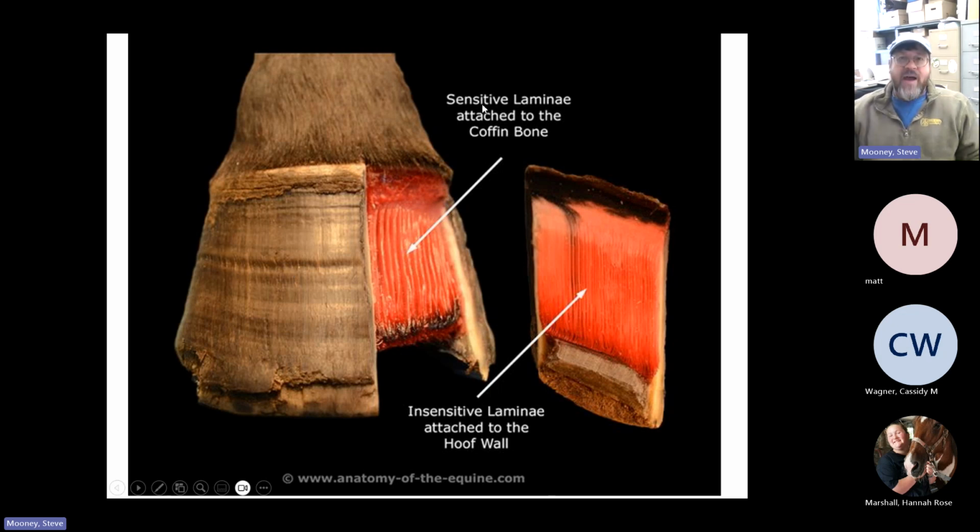So you've got two layers to the lamina here. You've got this part that's attached to the bone and the part that's attached to the hoof. So the sensitive and insensitive areas, sensitive to the bone, probably has all the nerve endings. The other end here doesn't have the nerve endings. You're just connected there. That's kind of a new terminology for me.